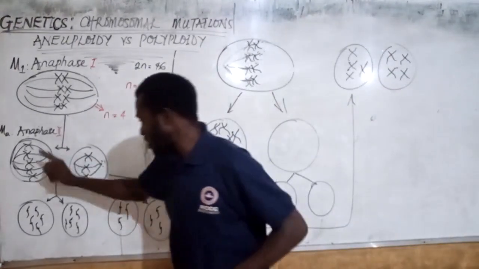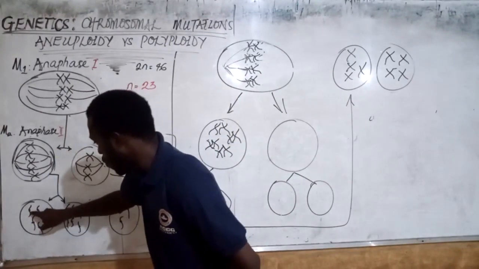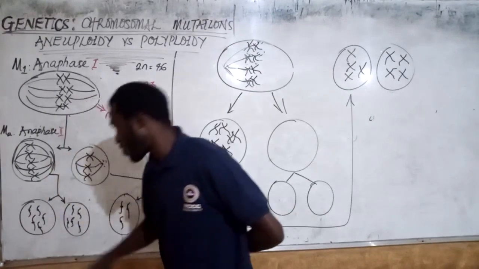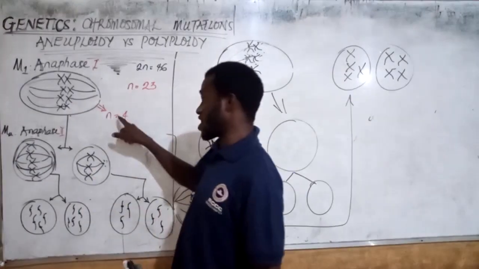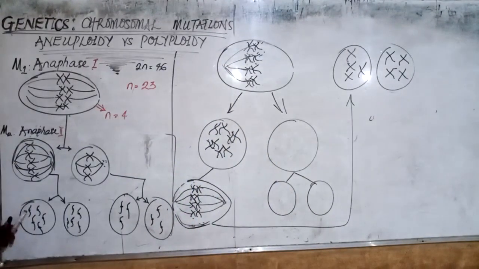When the further division takes place, the sister chromosomes will now be single chromatids. We now have 1, 2, 3, 4, 5, so we have 5 chromosomes, when the N number is supposed to be 4. So one set of chromosomes has been added. This is called hyperploidy, a type of aneuploidy where our haploid number gets increased.